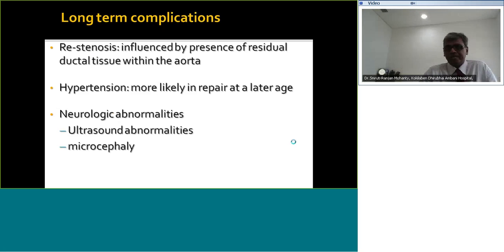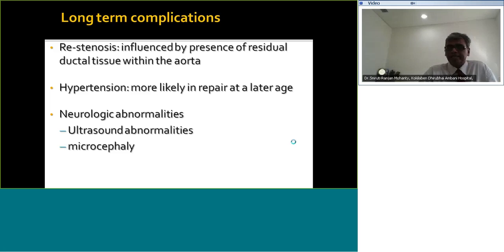Now, the long-term complications, I would not call them complications, I would say residuals. So the long-term problems that we see in coarctation surgery are restenosis or recoarctation. Again and again, I want to say coarctation is a surgical disease. It is all influenced by the presence of residual ductal tissue within the aorta after the repair.